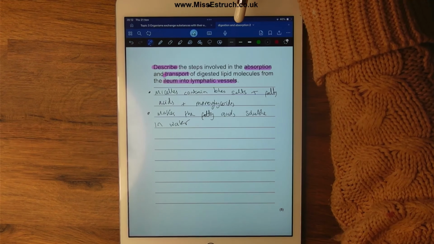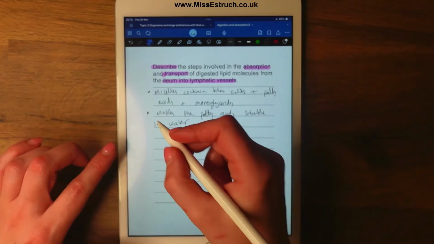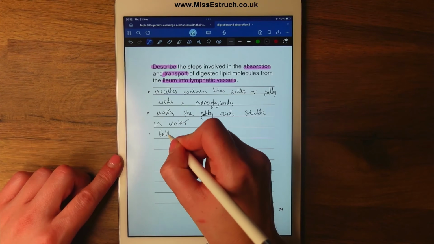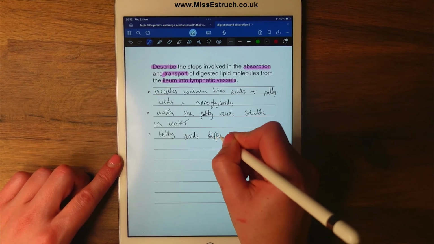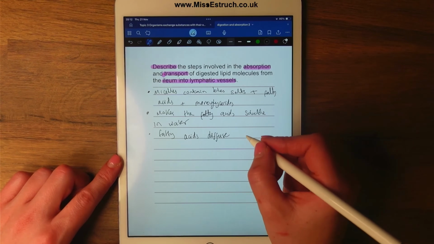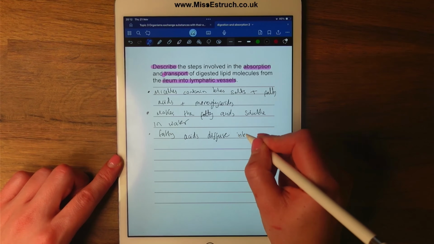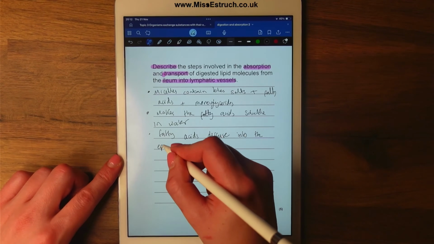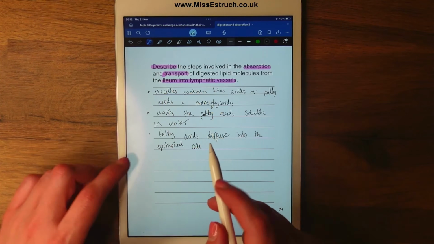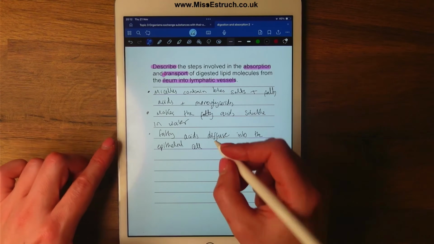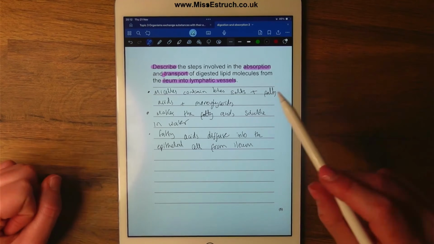Right, where was I? Looking at these exam questions. So that then means, how is it absorbed? Fatty acids diffuse into the epithelial cell. And because they said from the ileum to the lymphatic vessels, I'm going to point out it diffuses into the epithelial cell from the ileum. So we've now got our start point.